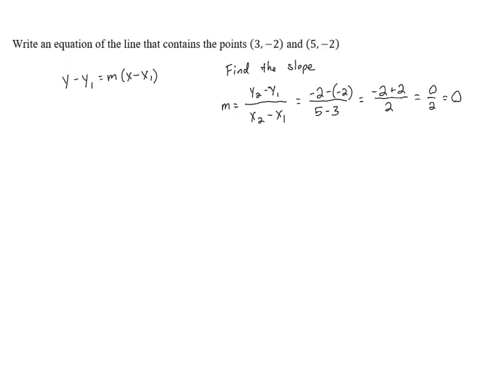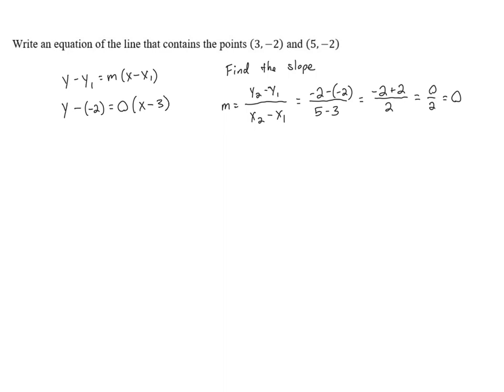Now that we know the slope, we can use point-slope form. Let's plug in what we have. y minus y1. Now y1 is the y-coordinate of the first point, which is -2. So we've got y minus -2 equals m, the slope, which we calculated to be 0, times x minus x1. x1 is 3, so we can plug in 3 there.